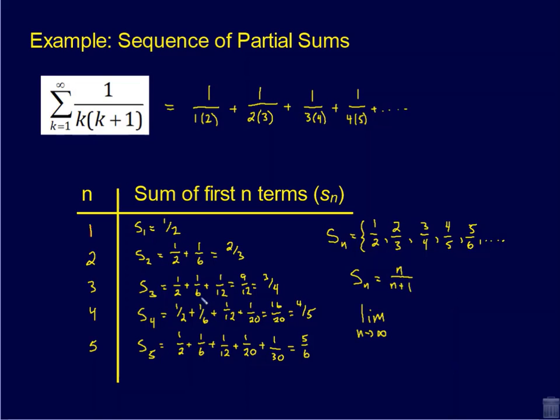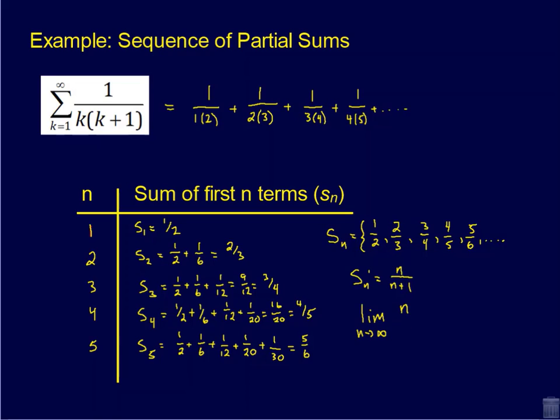So instead of adding just the first 5, what if I added the first 10? What if I added the first 100? What if I added the first 1,000? According to my sequence of partial sums that led me to this expression, for example, I now know that if I added the first 100 numbers to this list, my sum would be 100 divided by 101.